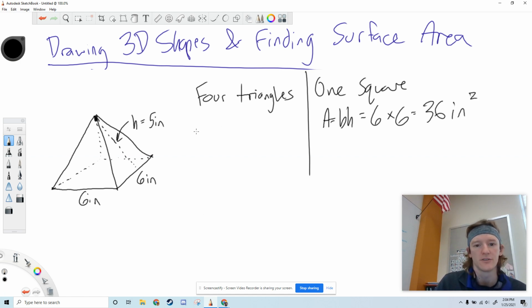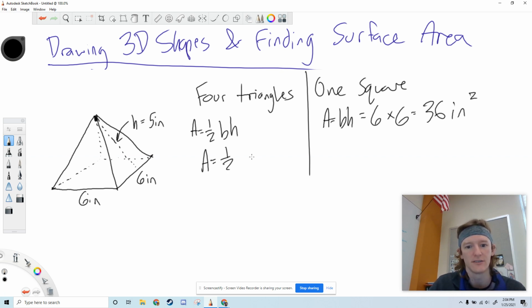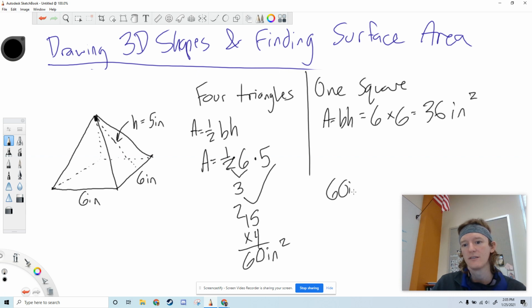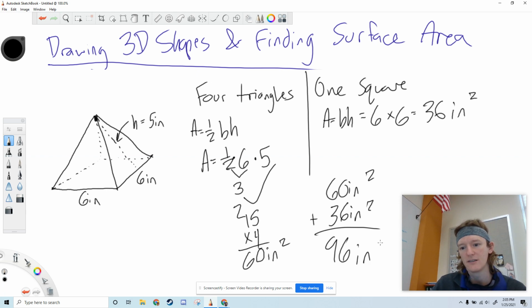4 triangles. Let's just do 1, and then we'll do times 4 at the end. So area equals 1/2 base times height. 1/2. The base of this triangle is 6. The height of this triangle is 5. Half of 6 is 3. 3 times 5 is 15. And we're going to need 4 of these because we have 1 in the front, 1 in the back, 1 on the left, 1 on the right. So we times 4, we're going to get 60 inches squared. So we'll have 60 inches squared, and we're going to add our 36 inches squared. We're going to get 96 inches squared.